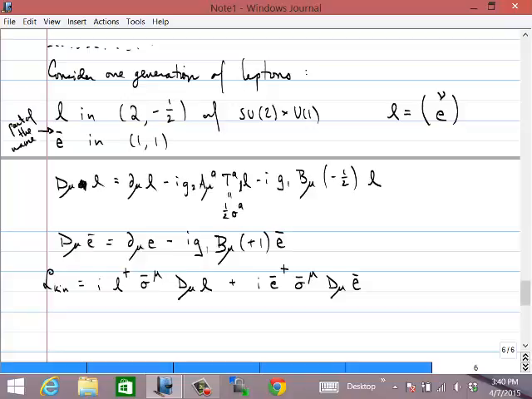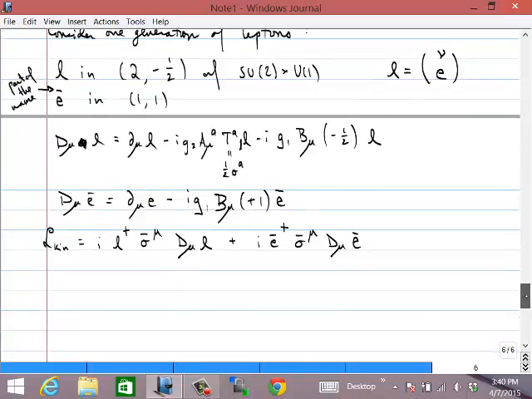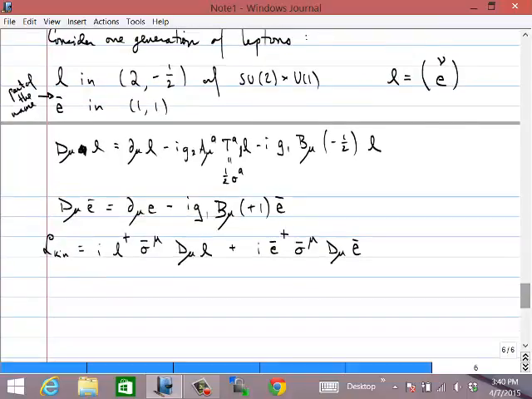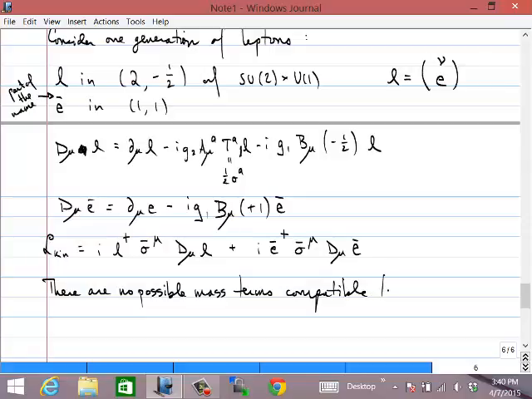So, okay. There's a couple things to notice about this. The first very important thing to notice about this is that there are no mass terms. There are no possible mass terms that are compatible with both Lorentz and gauge symmetry.